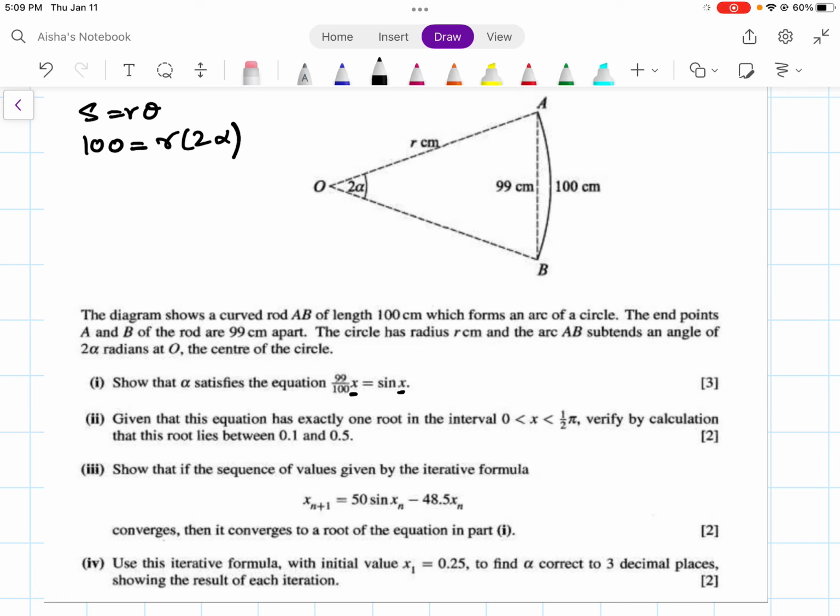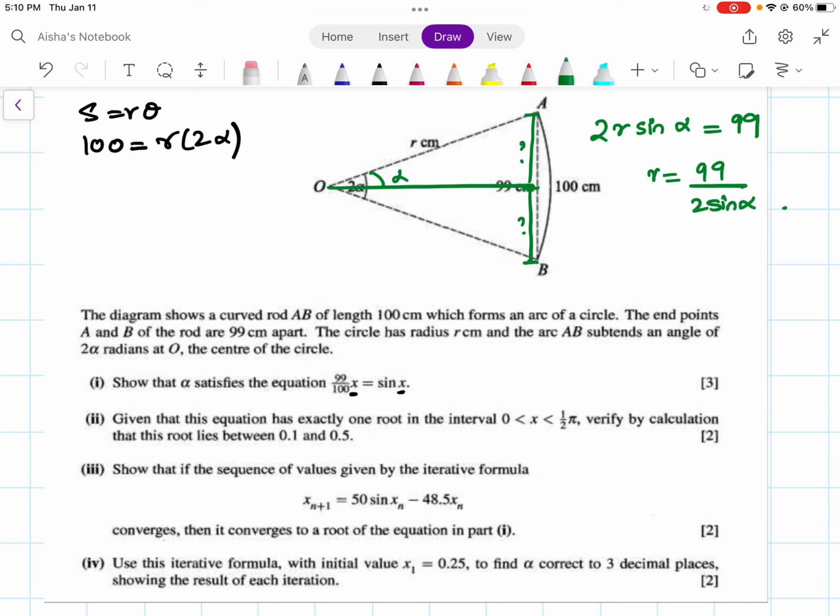Right? Now the next thing is the chord length is also given. But I'm not going to use the cosine rule because otherwise I'll get cos 2 alpha, and using the double angle will be much more tricky. So what I can do is that this will be r sine alpha. Multiply it by 2, you will get 99, because both these lengths are equal. This plus this is equal to 99. Clear? Now I'll eliminate r.